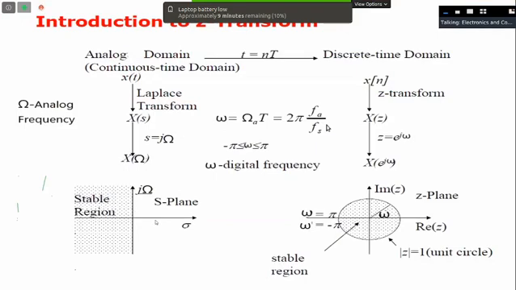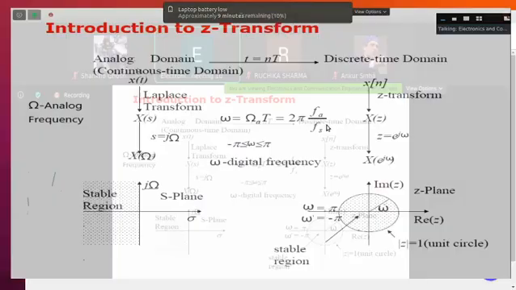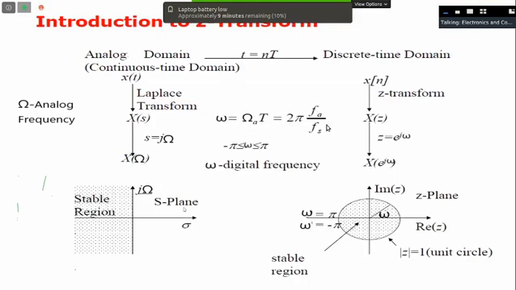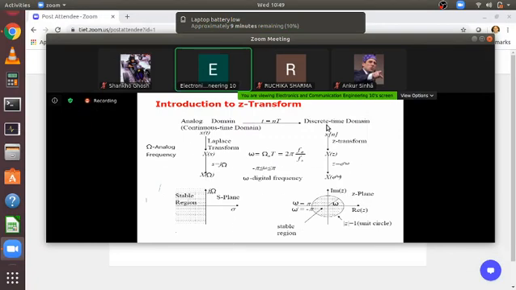Now, if we express it in the graphical form, what is the continuous domain? How can we represent the S plane? Because s is equal to sigma plus j capital omega. So sigma is on the x-axis, j omega is on the y-axis. And how can we prove the stability in the analog domain? We will come to poles and zeros. The stable region is the left side of the j omega axis, that means the imaginary axis. The left side of the imaginary axis, j capital omega, is the stable region.